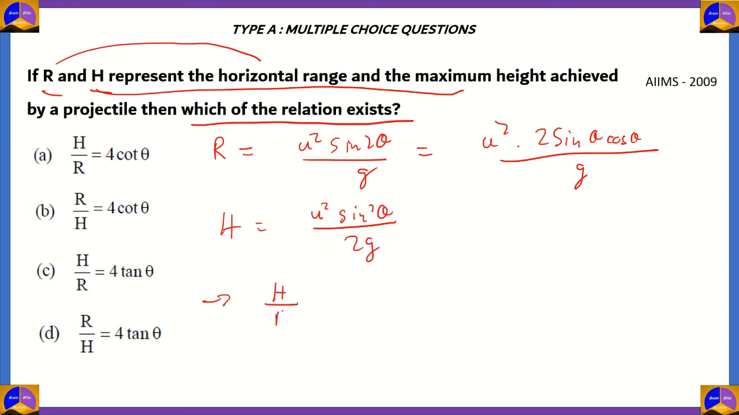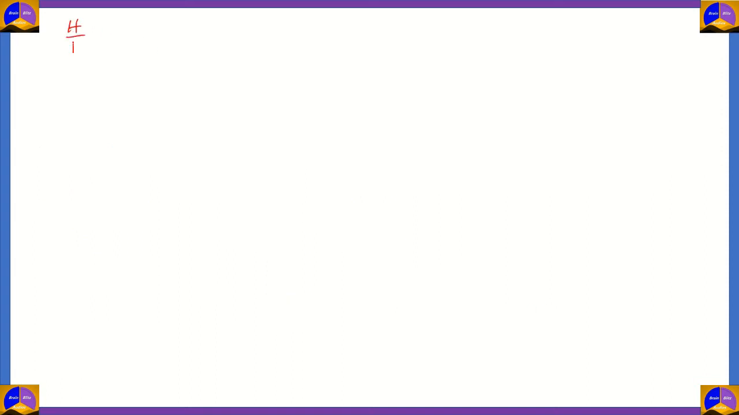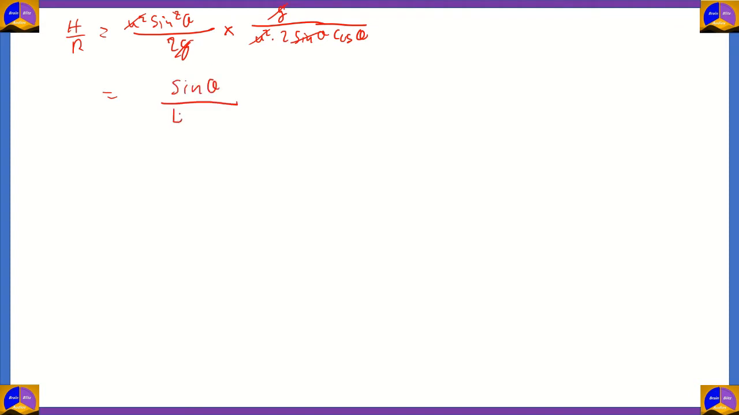First, let's divide H by R. That will be u squared sine square theta divided by 2g, the whole divided by 2u squared sine theta cos theta divided by g. Therefore, H by R is equal to u squared sine square theta divided by 2g times g divided by u squared times 2 sine theta cos theta. So you can cancel out one of the sine thetas, you can cancel out u squared, and you can cancel out g. So H by R equals sine theta divided by 2 times 2 is 4, and cos theta. Sine theta divided by 4 cos theta is H divided by R.